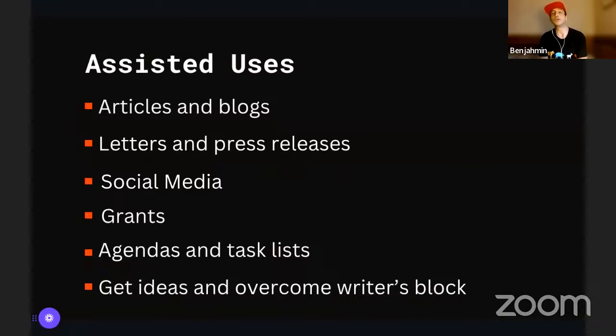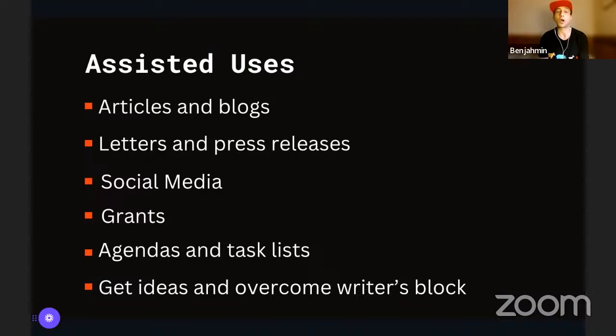So, some assisted uses for ChatGPT: articles and blogs. Well, first off, let me just pause right here. Go ahead and comment in the chat if you either A, want to be doing more activism, or B, what type of activism you want to be doing, and any hangups, barriers or challenges you feel might be keeping you from doing more activism or creating more activism content. We can read back some things in the chat, and just know that it's something a lot of us are struggling with.